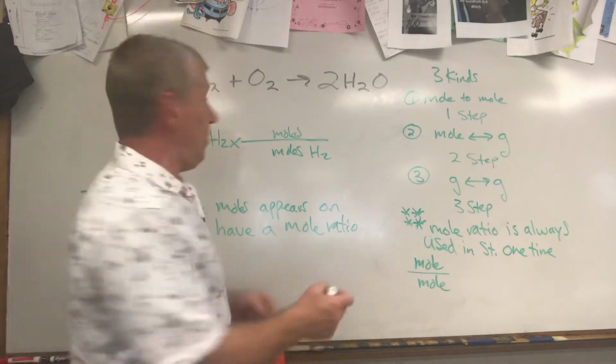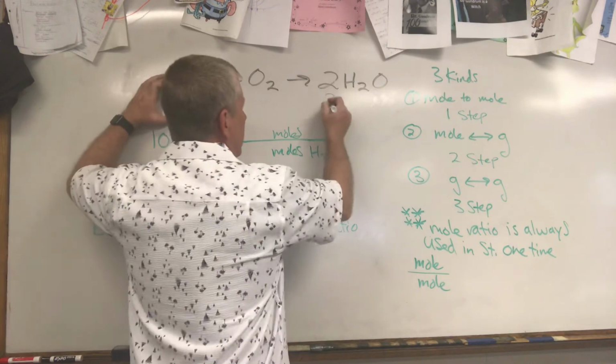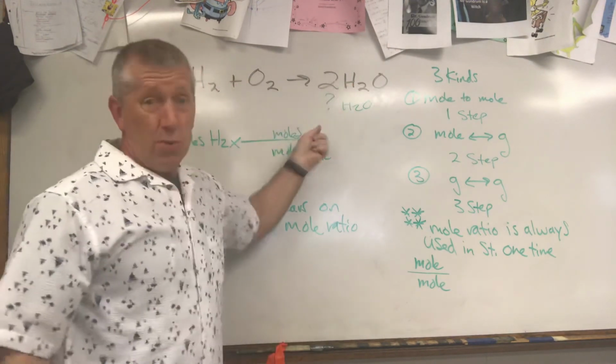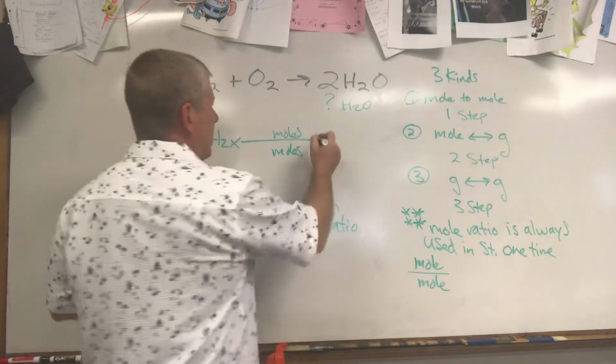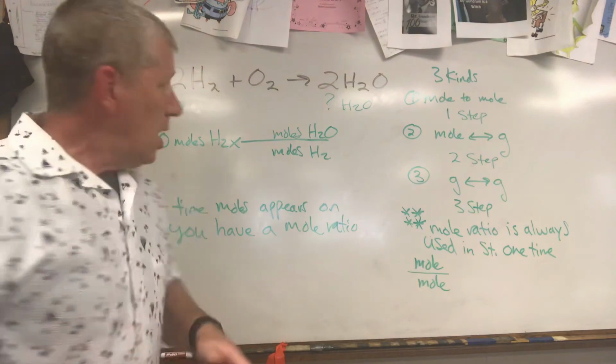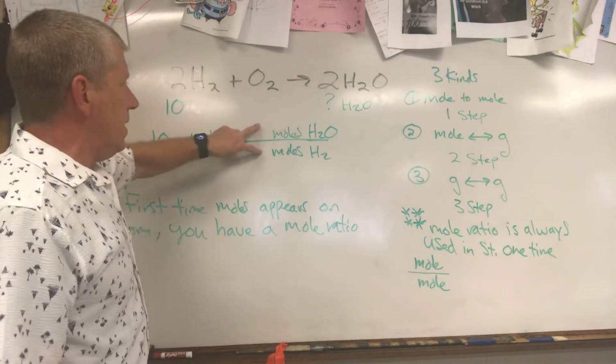The original question was, if I had 10 of these, how many of these could I form? How much water could I form? So I'm going to put moles of water up here because that's what I'm trying to find. Put what you're trying to find. Put moles of H2O up there. You're trying to find that. All right, so now I need numbers that go in here.